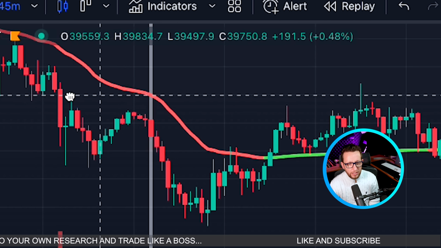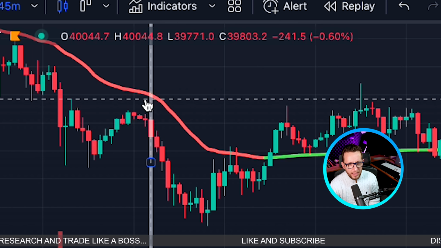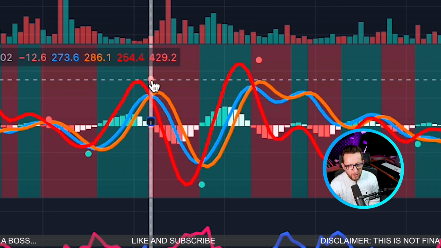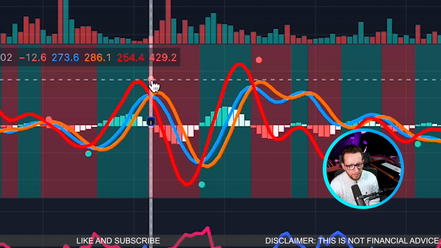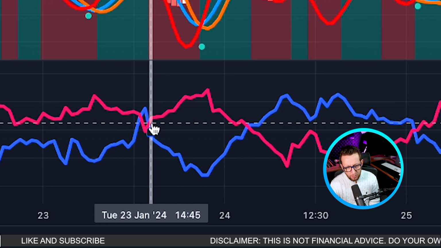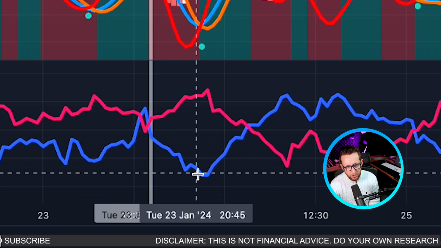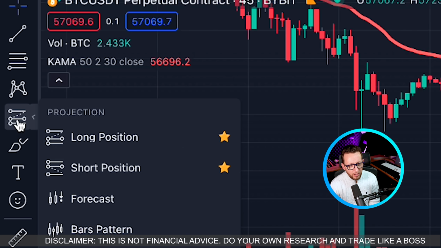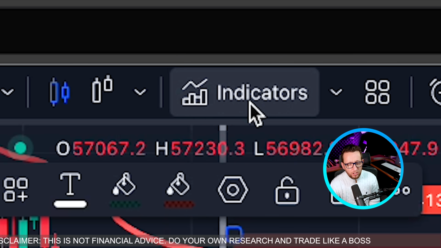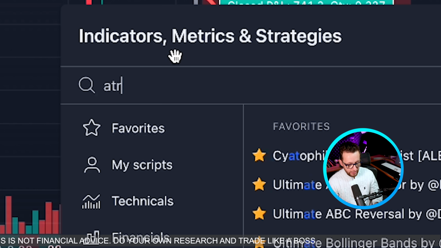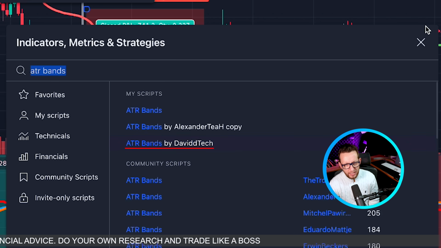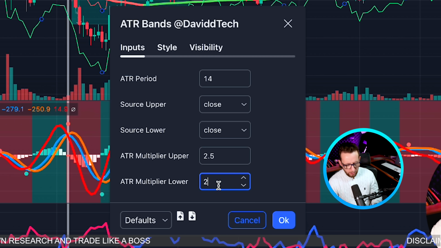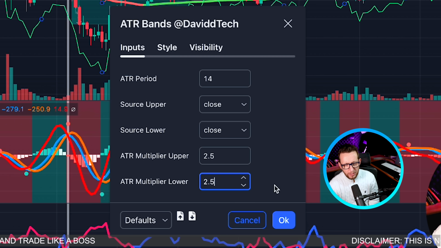So we're going to be looking for the KAMA to be red and price to be below it. We're looking for a crossover red dot on the zero lag MACD. We're looking for red or pink to be above blue on the Vortex indicator. This would have made an absolute perfect short. And we're going to be setting our stop loss and take profits to the ATR bands by David Tech here, setting the upper and lower lengths to 2.5 on the bands.